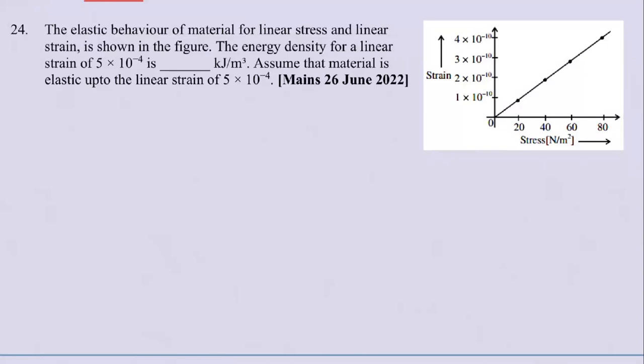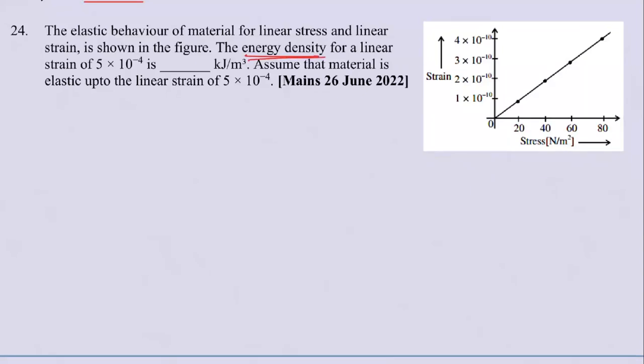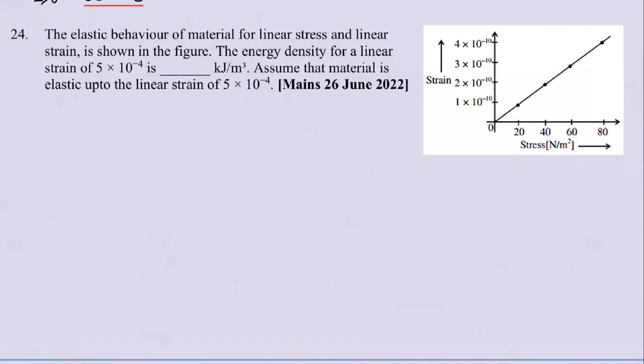As already explained, in question number 24, we have a graph. Whenever a graph comes, you need to find a relation between the quantities given in the graph, stress and strain. And observe, they're asking energy density. So we know the formula, if you can remember, or you derive it. Energy density formula, small u is equal to half stress into strain.